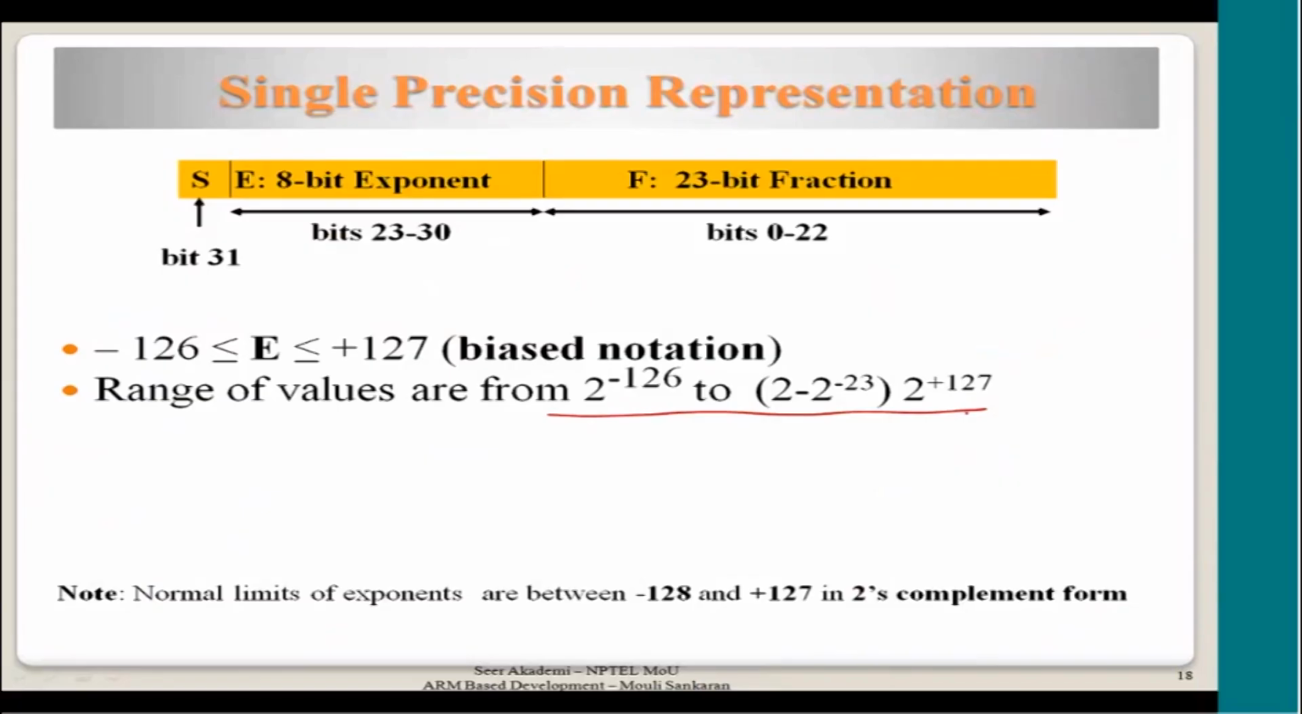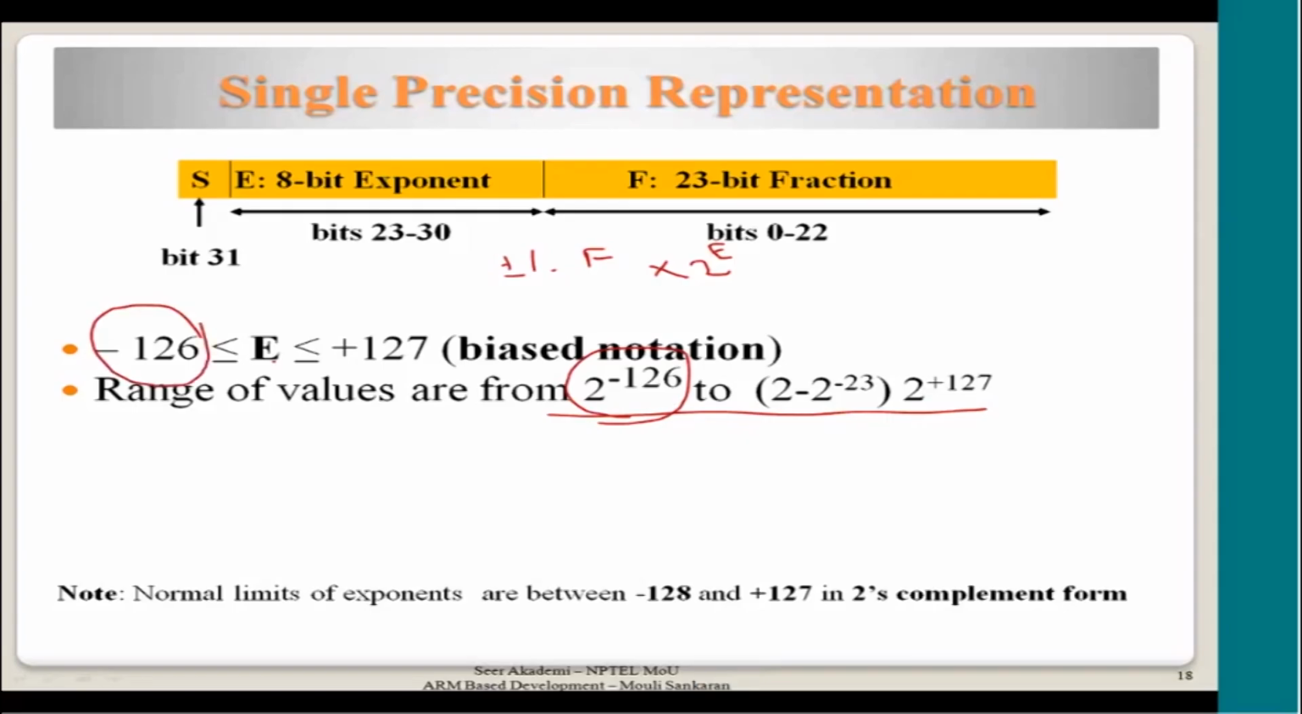If you recall, this has an implicit notation: 2 point this fractional part into 2 power exponent part. Now let us concentrate on the smaller number and the bigger number that you can represent here. I am telling you that 2 power minus 126 is the smallest number. Why? Minus 126 is the exponent portion.